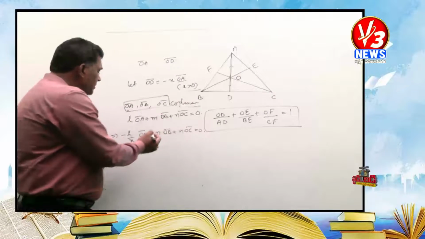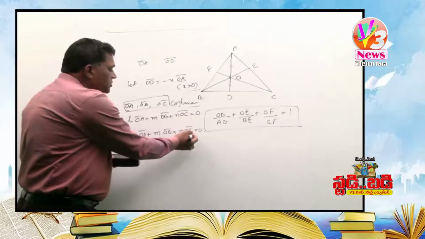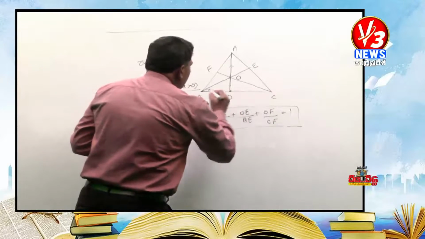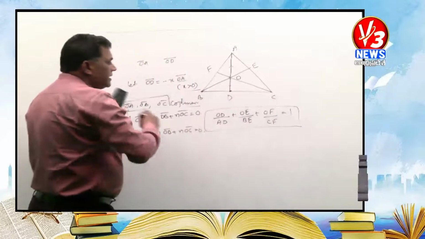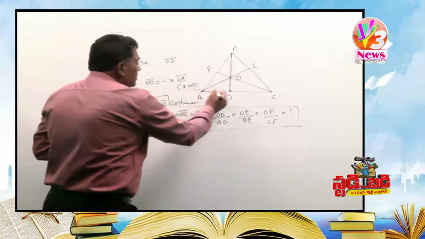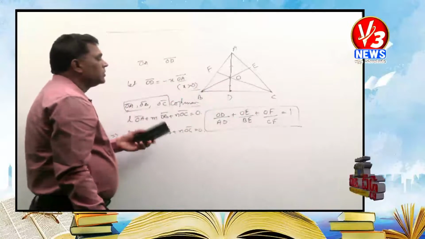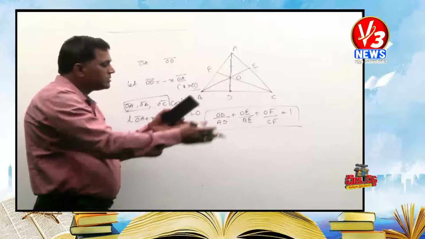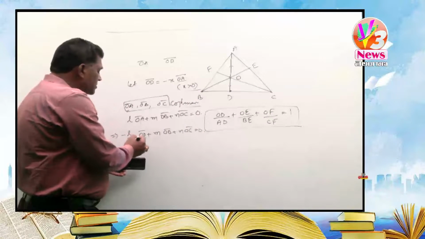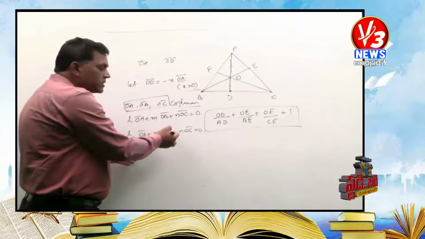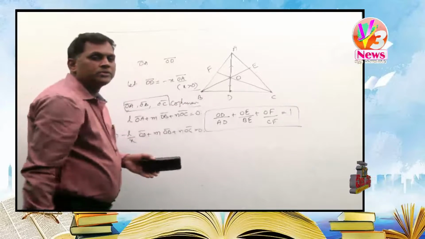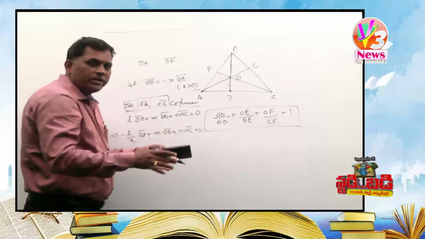Now just observe here, OD bar, OB bar, OC bar are the position vectors of D, B, C respectively. But B, D, C, all 3 points lie on the same straight line. These are all collinear points. So if 3 points are collinear, as we have just discussed, there exist three scalars such that x OA bar plus y OB bar plus z OC bar equals 0, and x plus y plus z equals 0 also. This is applicable only for the collinearity case.